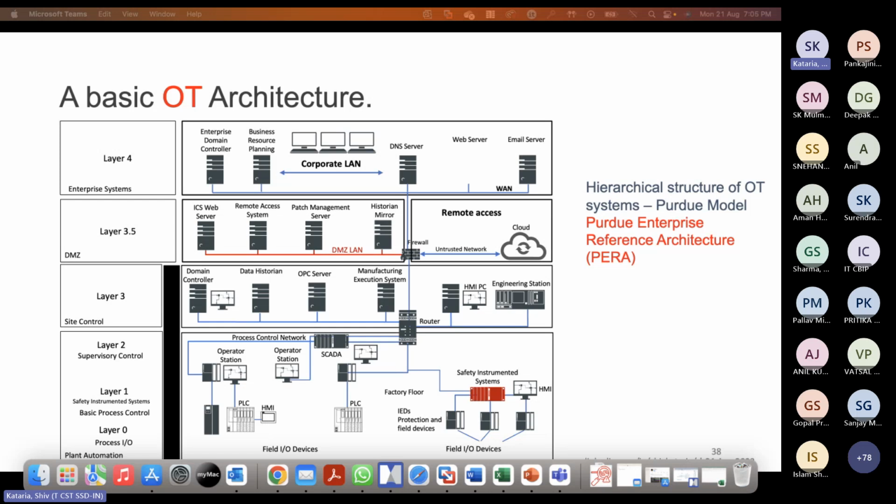So this is the architecture that is available to us. And I would like to know what is the right position to put the IDS in this architecture?